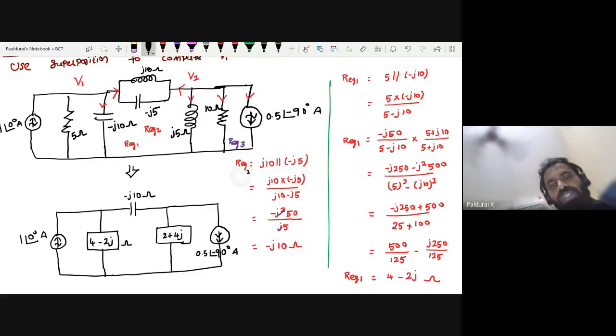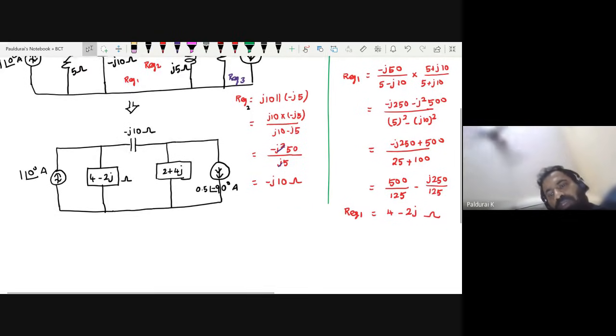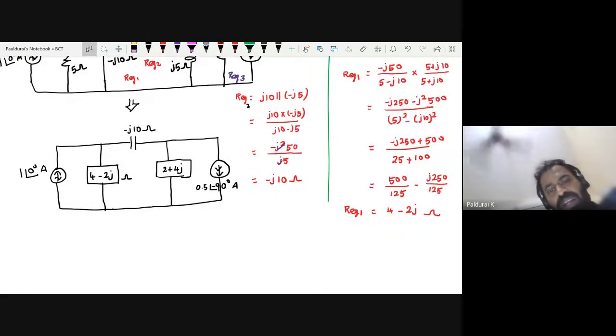Okay, so this is my equivalent circuit. Now I am going to apply superposition. Please note down R equivalent 3, 2 plus 4j, and verify by yourself. Coming to the theorem, what it says: first, when the 1 at an angle of 0 degree source is active.